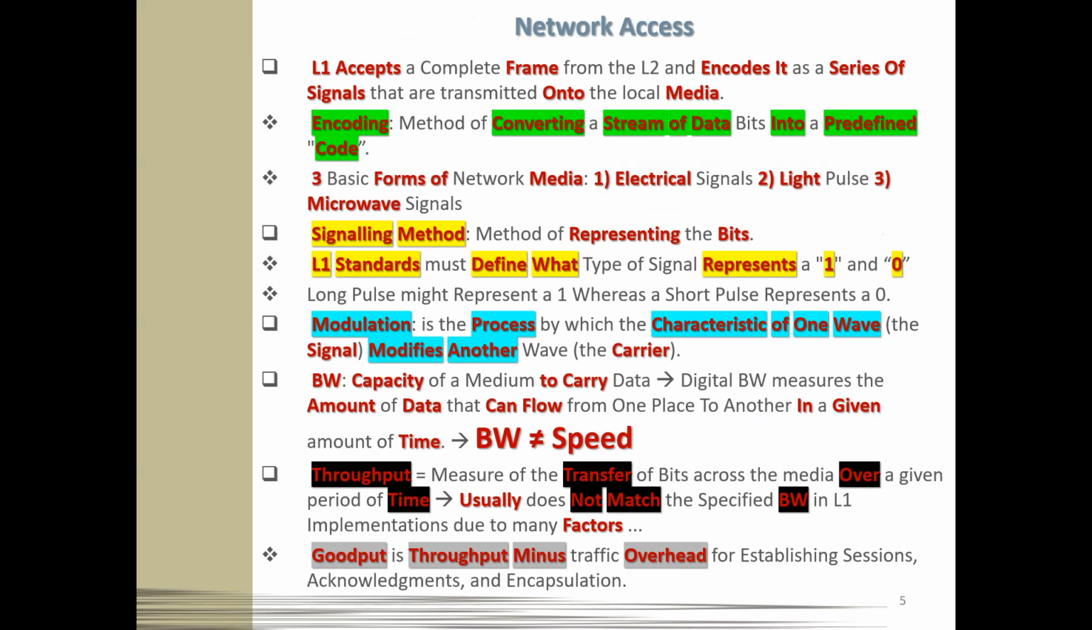Next stop is network access. We're going to talk in detail about layer 1 and layer 2. Layer 1 accepts a complete frame from layer 2 and then encodes it as a series of signals that are transmitted onto the local media.